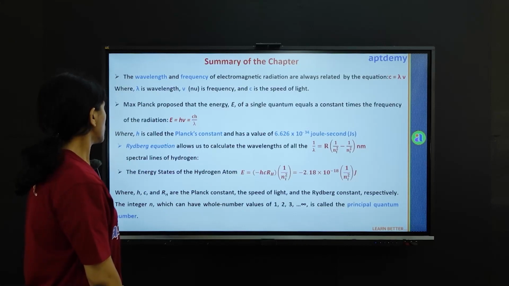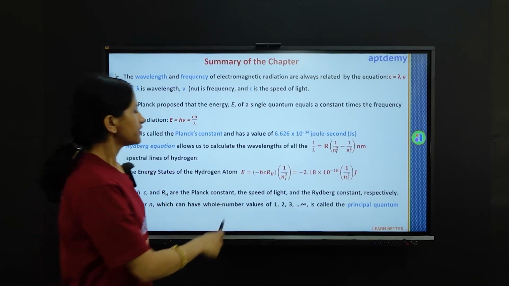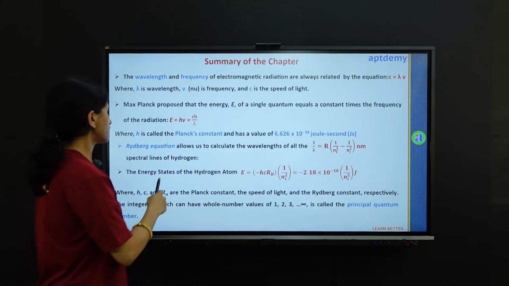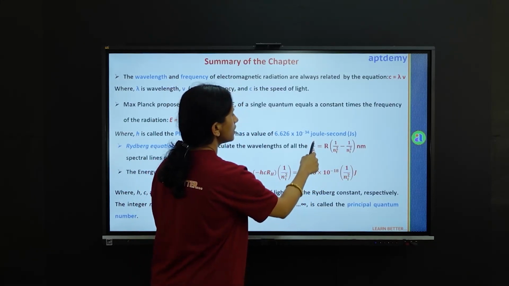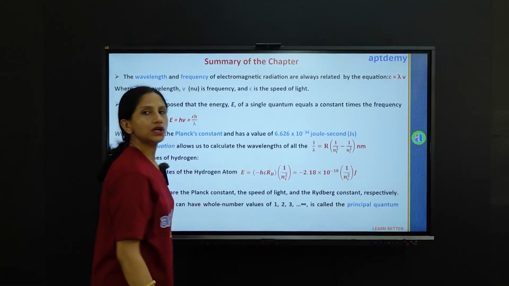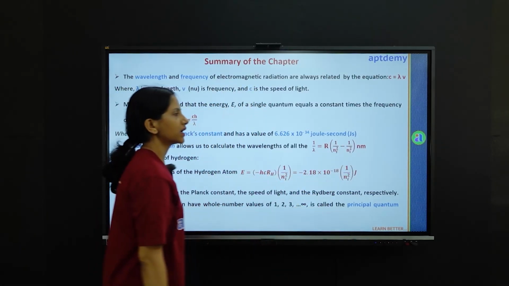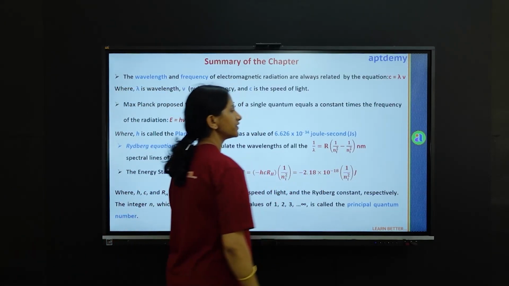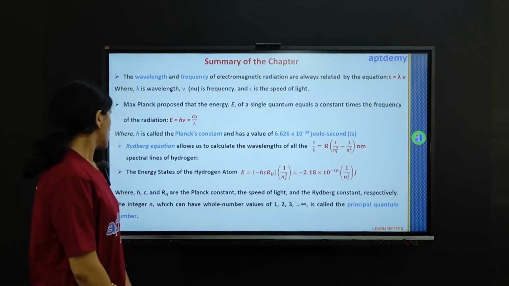Now later Rydberg presented this equation which is known as the Rydberg equation, and this is represented in the following manner, that is 1 by lambda is equal to R times 1 by nf square minus 1 by ni square, where nf and ni represent the final and initial state of the electron.